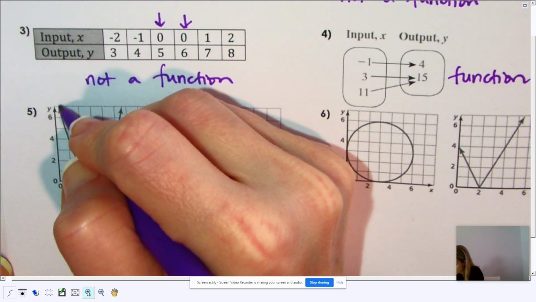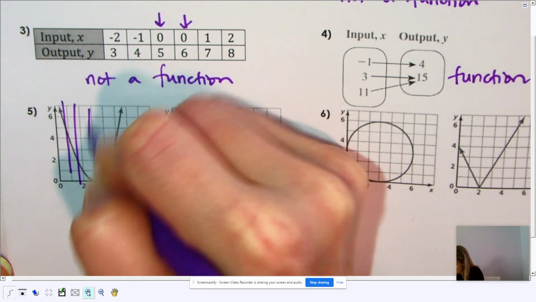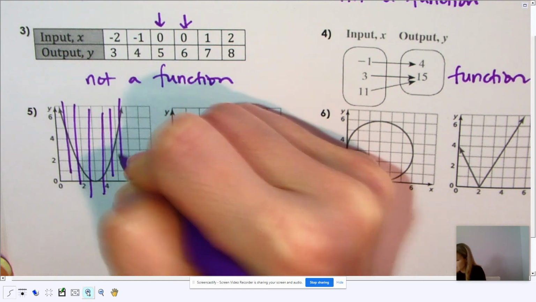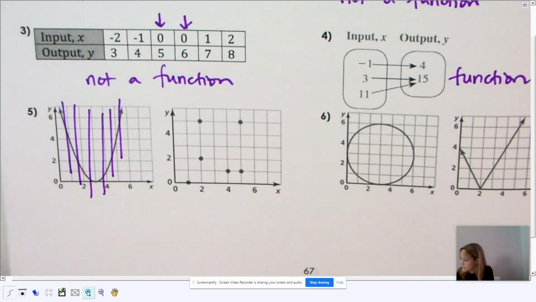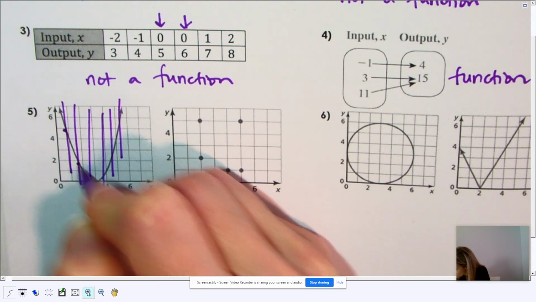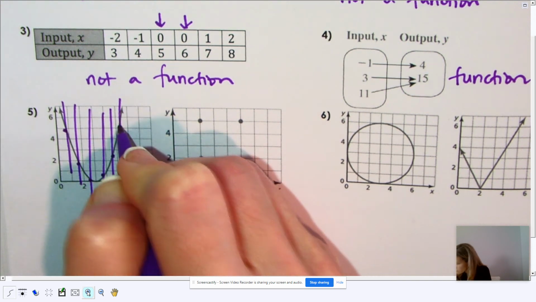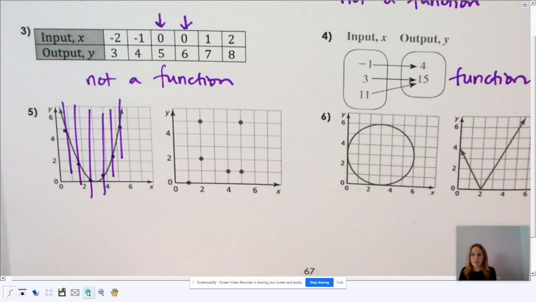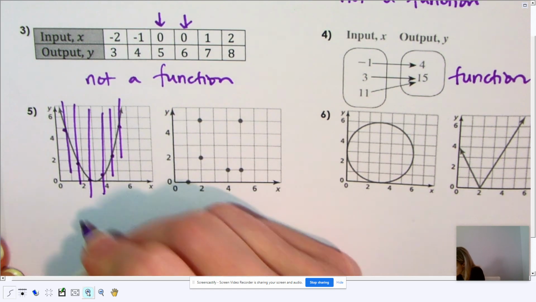Okay, question 5. Function, not a function. So I'm going to draw vertical lines, and each vertical line represents an input. And each of those inputs has only one output. So as long as there's no vertical line I can draw that goes through twice, this is a function.